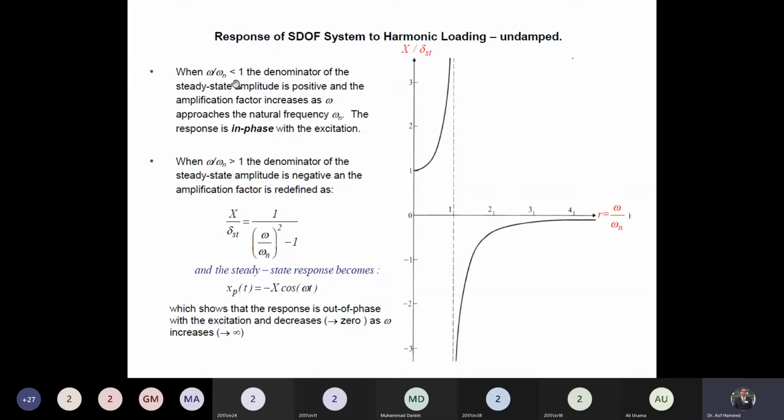When omega over omega n is less than 1, in that case, with the increase in the omega over omega n ratio, the amplification factor will increase. When omega over omega n is equal to 0, what does it mean? Or it is very close to 0. The amplification factor is equal to 1.